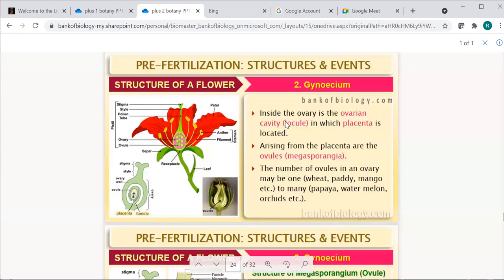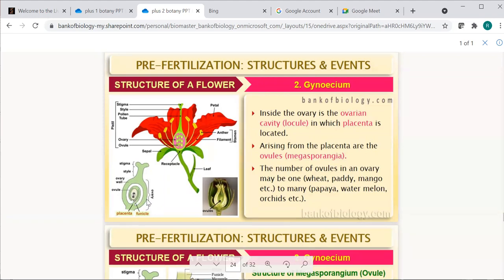About the ovary we were talking, isn't it? The bulged part is the ovary. Inside the ovary is the ovarian locule, in which the placenta is located. Arising from the placenta are the ovules. Ovules are also called megasporangia. So there is a locule, inside it the placenta, and from it the ovules, also called megasporangia.